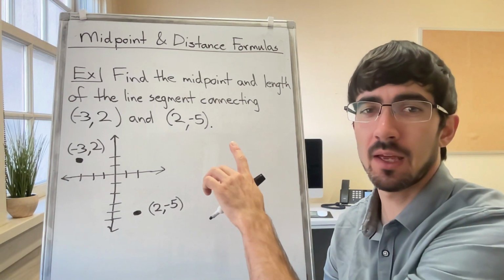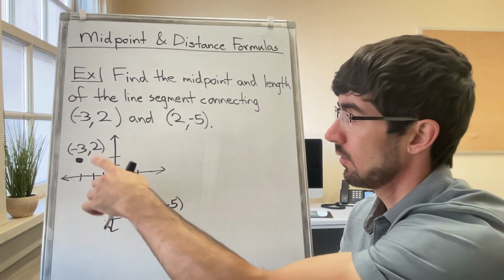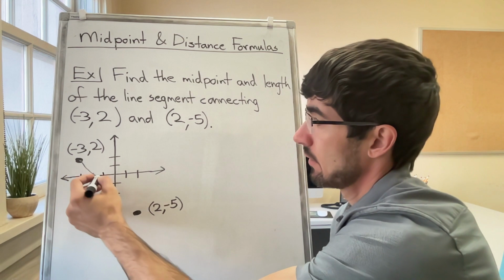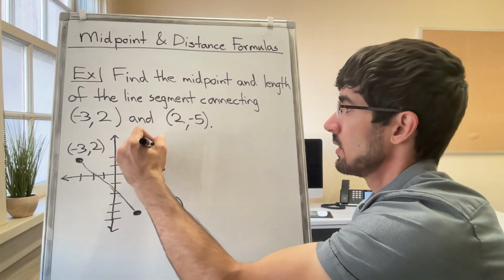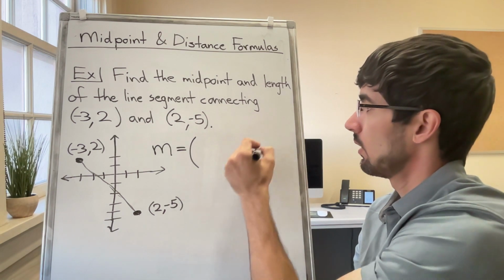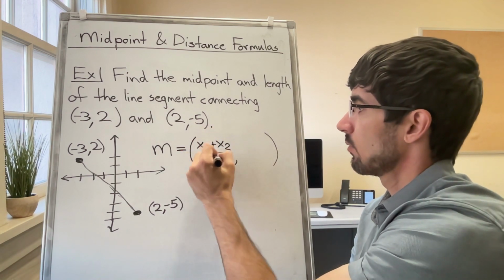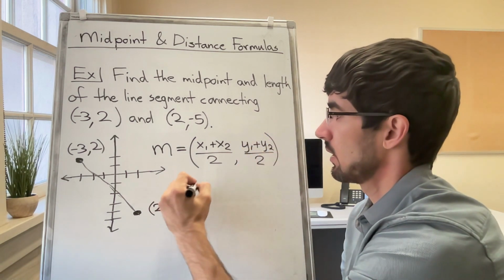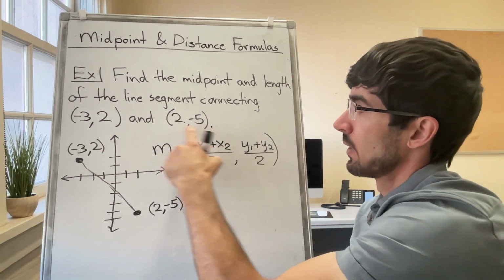So let's find the midpoint and length of the line segment connecting (-3, 2) and (2, -5). Here are those points sketched on a graph. So we're looking for the midpoint that's exactly in between the two of them, somewhere in here. Let's find that midpoint using the midpoint formula. (x1 + x2)/2, comma (y1 + y2)/2. Now, I can name either point (x1, y1) and (x2, y2). It really doesn't matter as long as I'm consistent. So let's say this is (x1, y1), and this is (x2, y2).